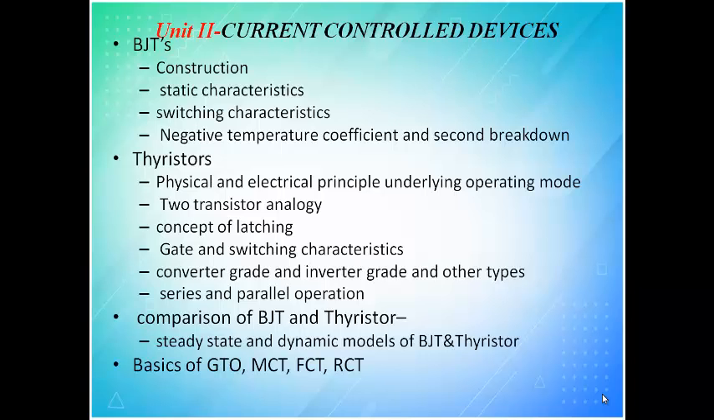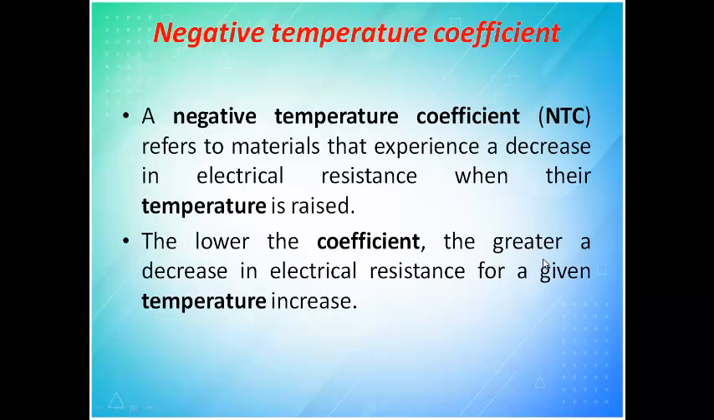The topic which we have not seen is negative temperature coefficient and secondary breakdown. So let us today discuss negative temperature coefficient and secondary breakdown. Negative temperature coefficient means that for an increase in temperature, the effect taking place is in the reverse direction. If the temperature increases, the resistance falls, there is a decrease in electrical resistance. So if temperature increases, obviously the number of electrons that can enter your device will increase. You have to remember that.